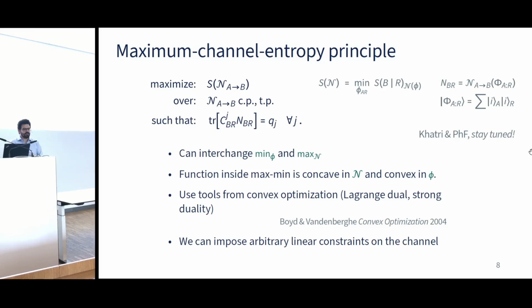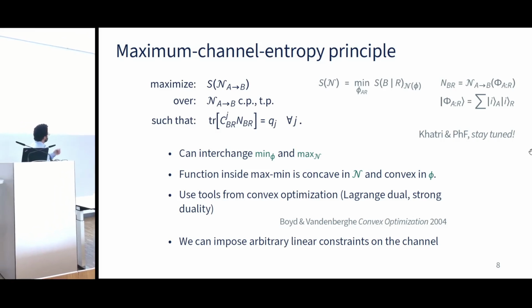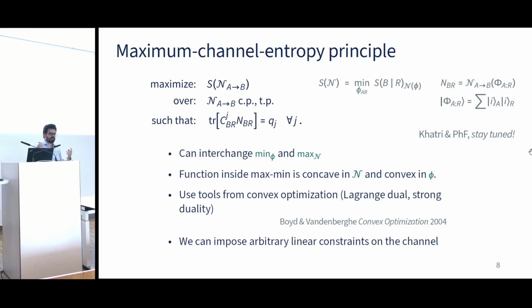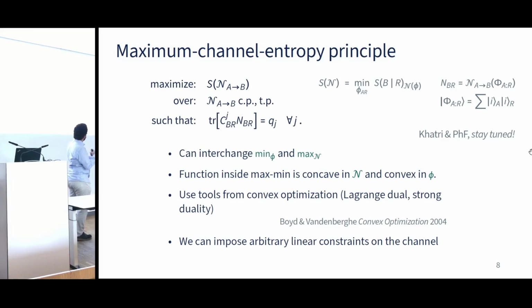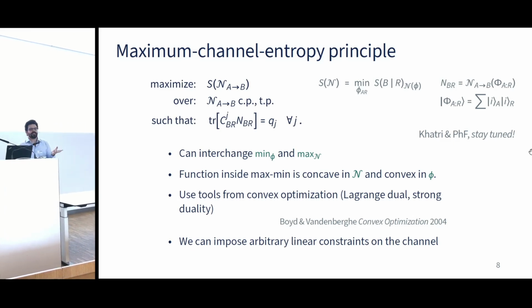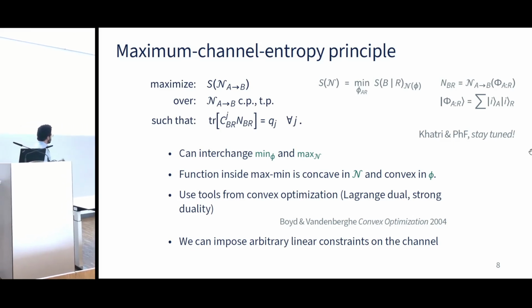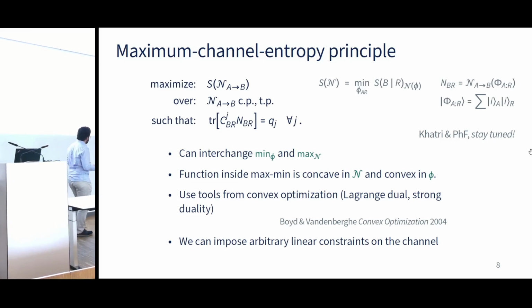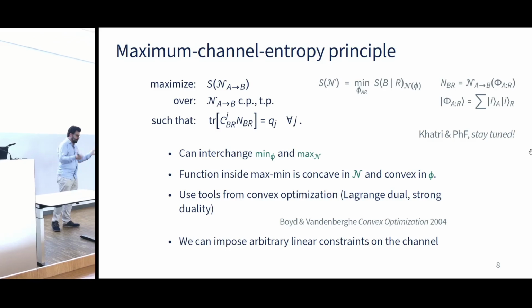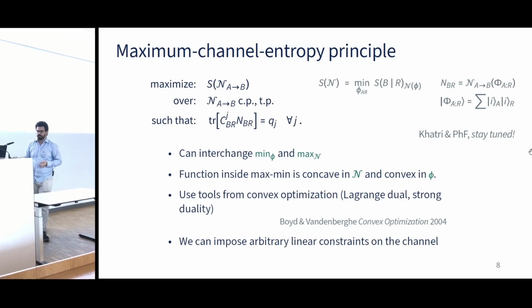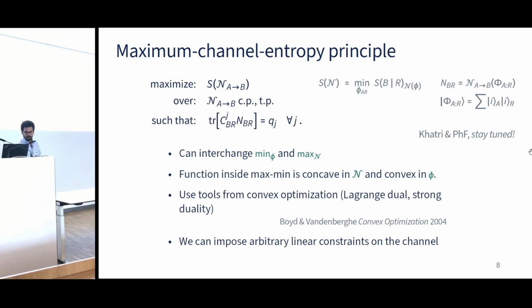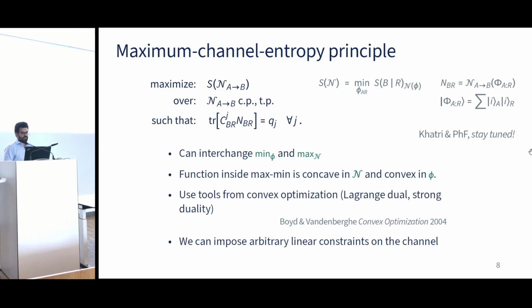But here it turns out that the function that we're optimizing inside this conditional entropy is sufficiently well behaved, convex and concave in the right variables, that we can interchange the min and the max. So it's a friendly type of optimization in this sense, and we can use a lot of tools from convex optimization, such as computing Lagrange dual problems or using strong duality to help us analyze this optimization problem.